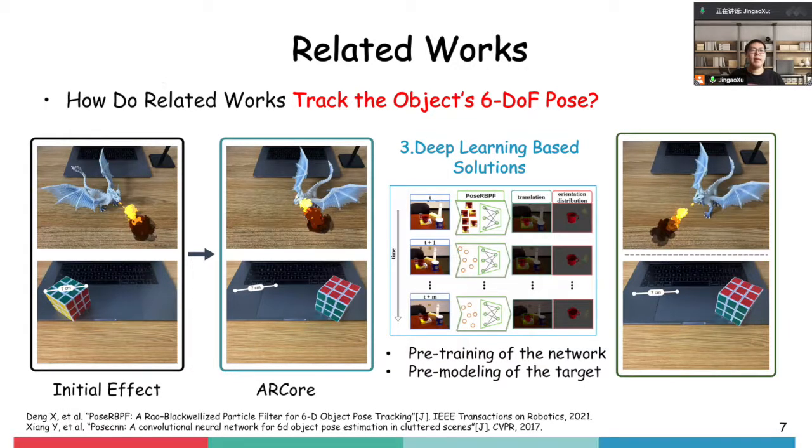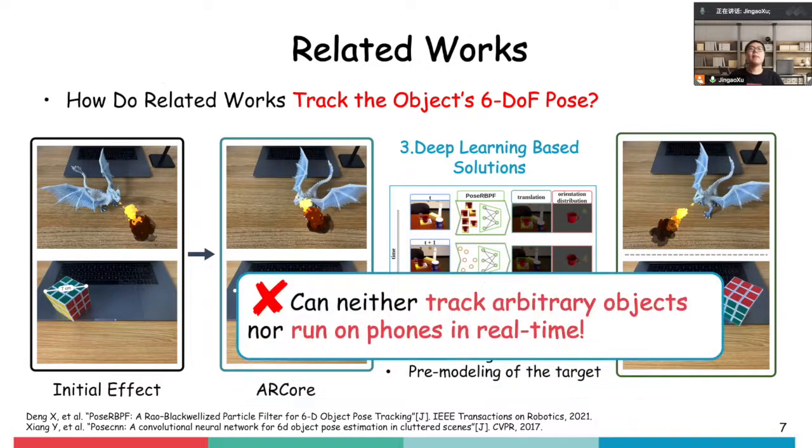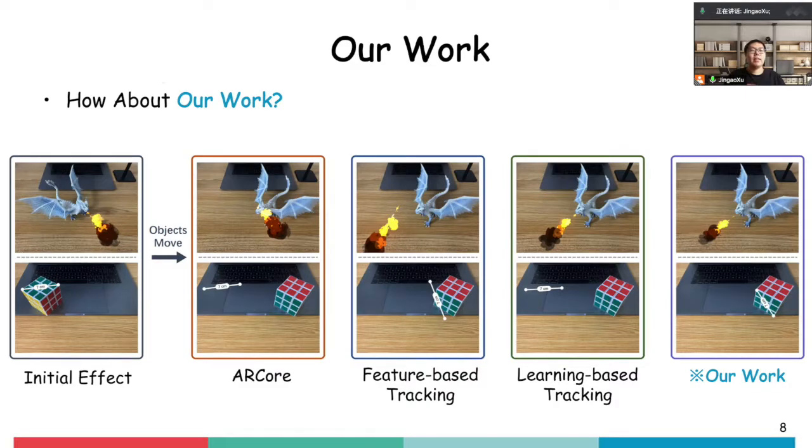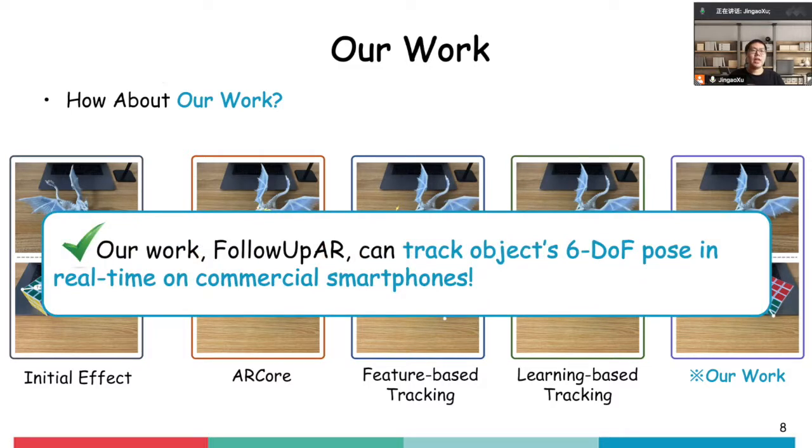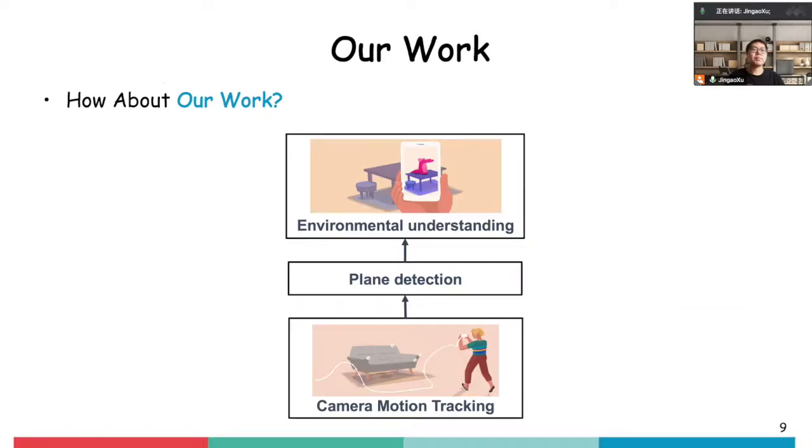Third, deep learning-based methods. Although the performance of these solutions meets the demands of AR applications, these approaches require complete pre-modeling of specific objects and pre-training of neural networks in advance. They can neither track arbitrary objects nor run on phones in real time. So in summary, none of the previous solutions can be used on smartphones in ubiquitous scenarios. In this work, our goal is to track object pose in real time on commercial smartphones without pre-training.